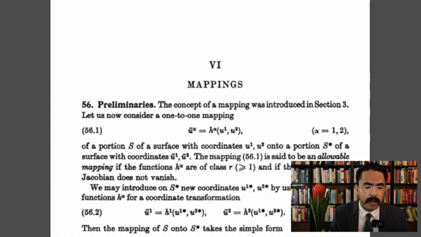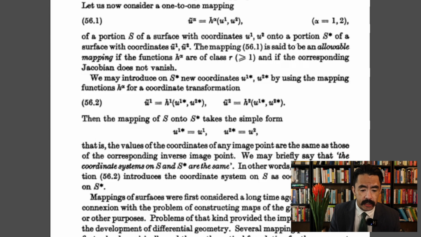Chapter 6, Mappings. Section 56, Preliminaries. The concept of a mapping was introduced in section 3. Let us now consider a one-to-one mapping u alpha tilde, equal to a function h alpha in terms of u1 and u2, where alpha is equal to 1 or 2, of a portion S of a surface with coordinates u1 and u2 onto a portion S star of a surface with coordinates u1 tilde and u2 tilde. The mapping given by u alpha tilde is said to be an allowable mapping if the functions h alpha are of class R greater than or equal to 1, and if the corresponding Jacobian does not vanish.